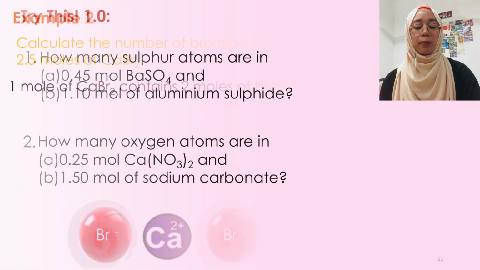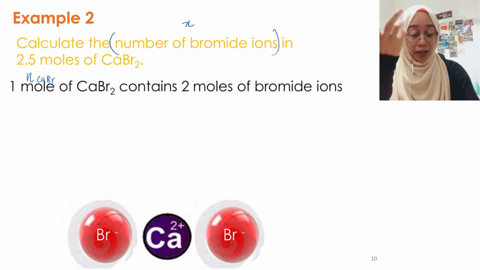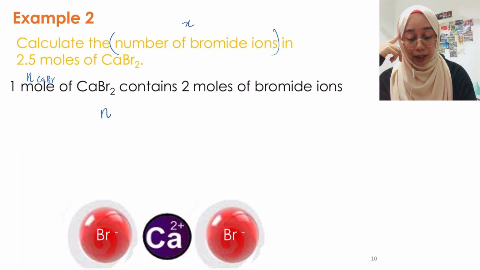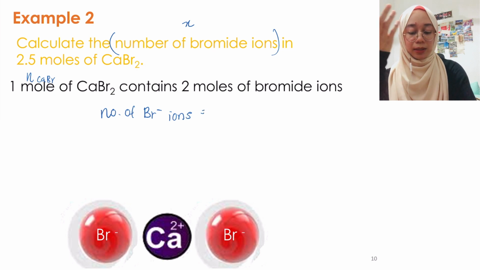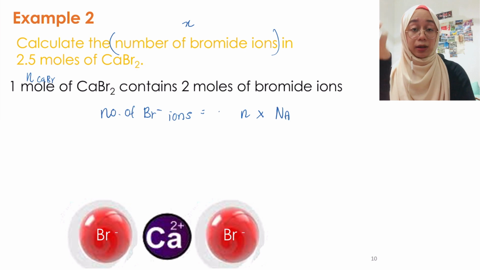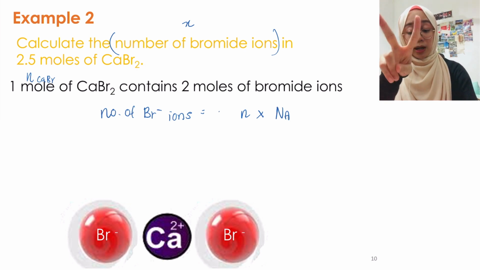Miss forgot to write the working. So what do we need to do? Again, the formula. What are we calculating? The number of bromide ions, so write number of bromide ions. The formula is the same, still the number of moles times the Avogadro number. Just keep in mind there are 2 bromide ions, therefore multiply by 2 there.